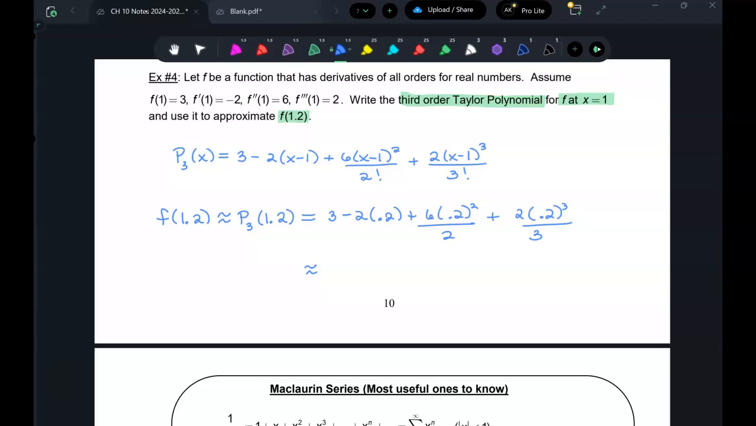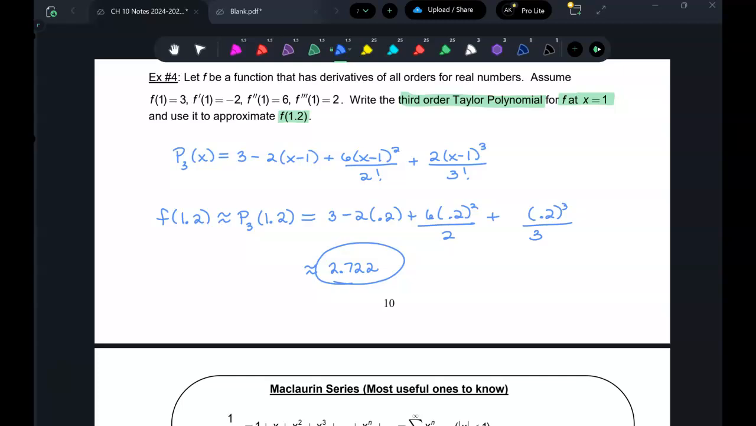Is there a way to put factorial in your calculator? Yeah. Or you could do 1 over 6. It doesn't matter. Okay, 2.7 2 6 6 6. Perfect, 3 decimals, good.